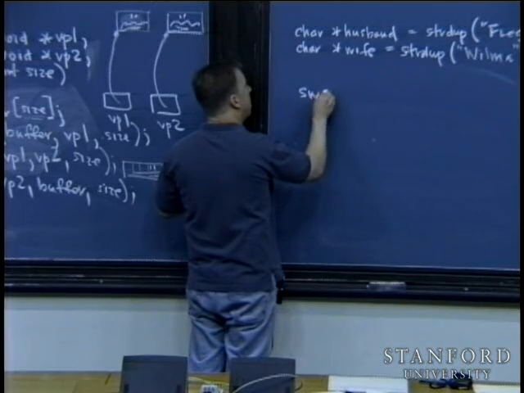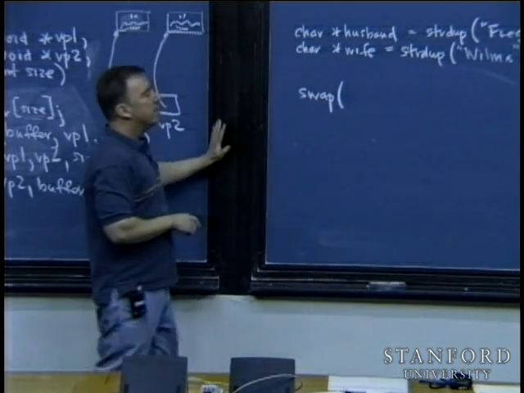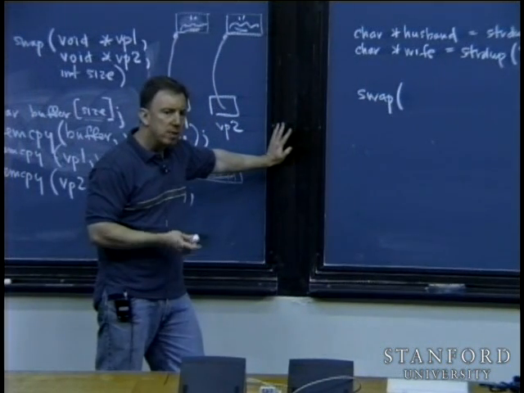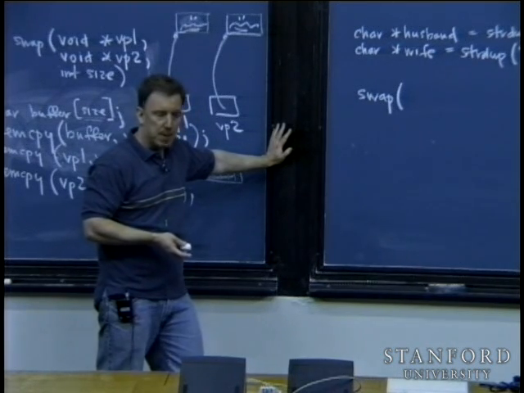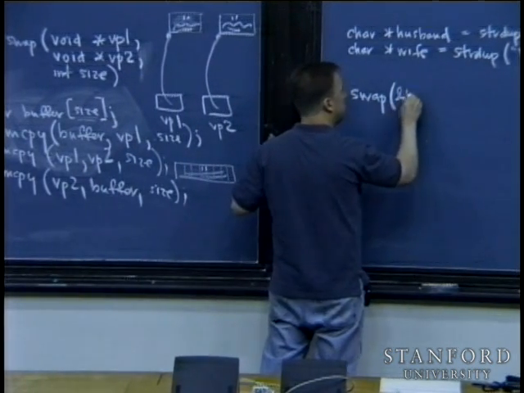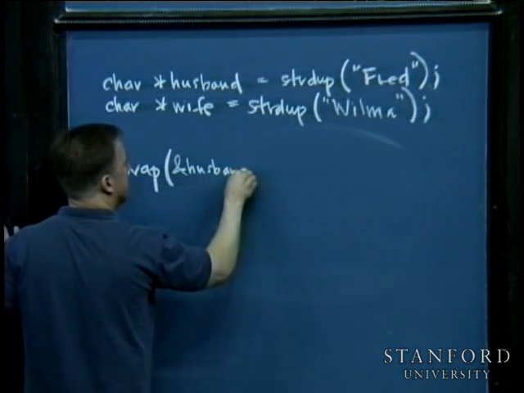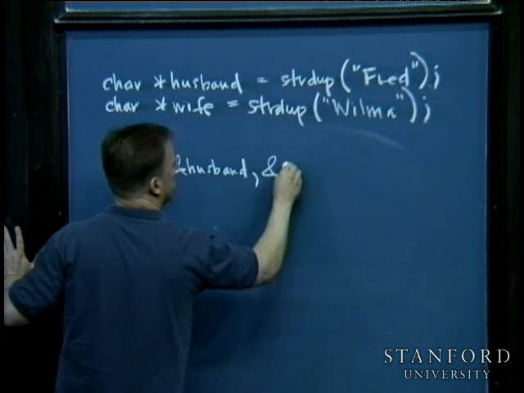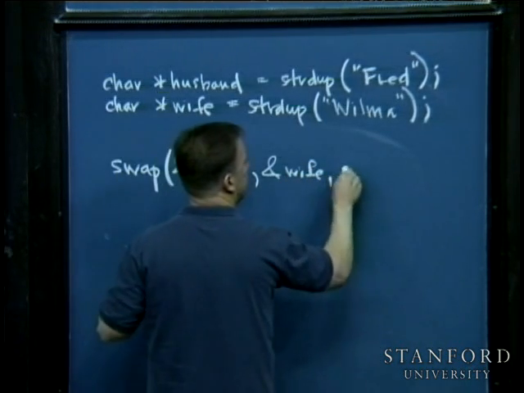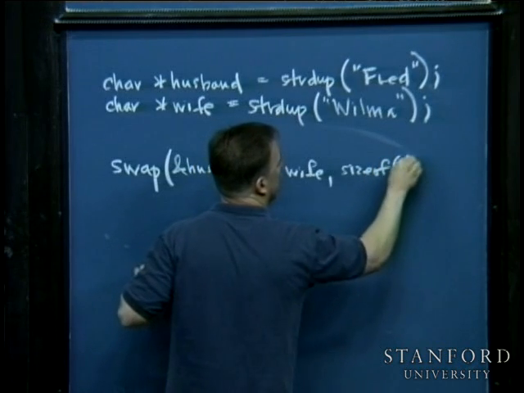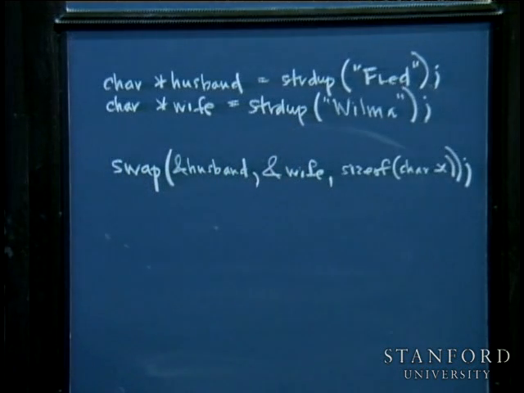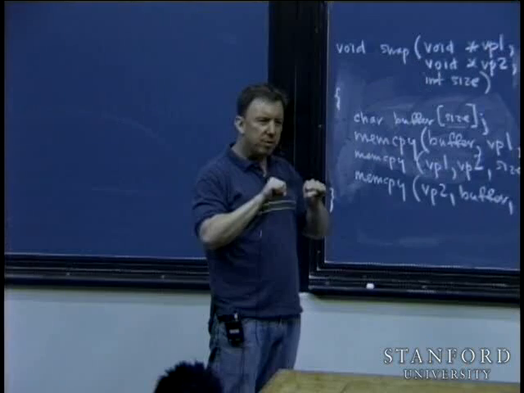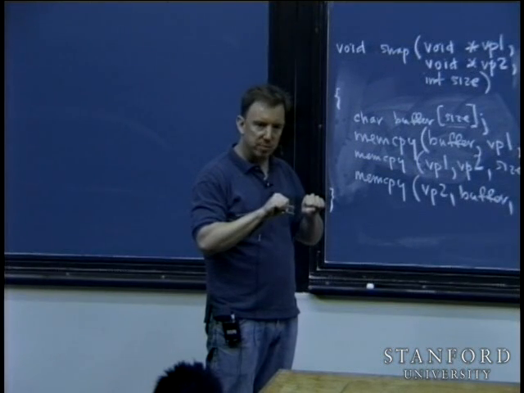I want to call swap. A very reasonable question to ask here is whether you need an ampersand, because you say, okay, husband and wife are already pointers. Well, I'm going to write it the right way. I'm going to put address of husband, address of wife, and size of char star. Now, don't think too hard until I say a few more things. I actually want to exchange the two things that are held by the wife and the husband variables.